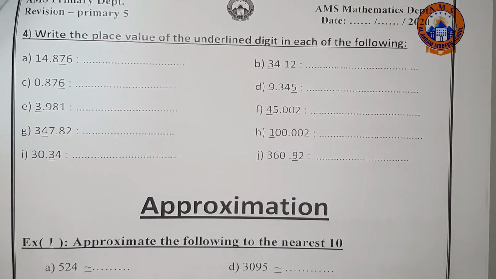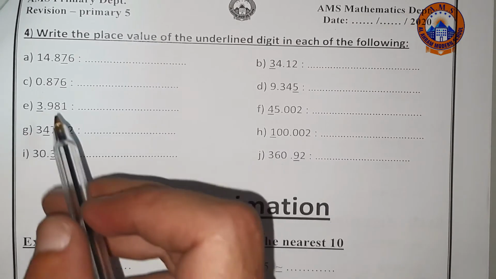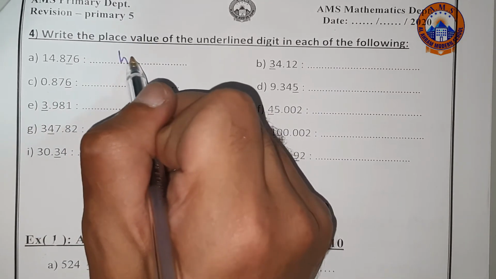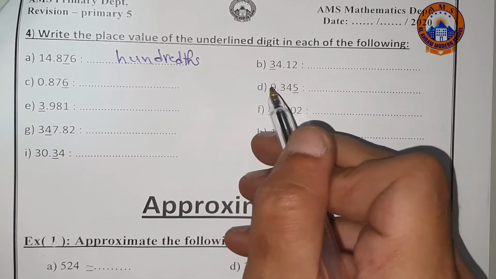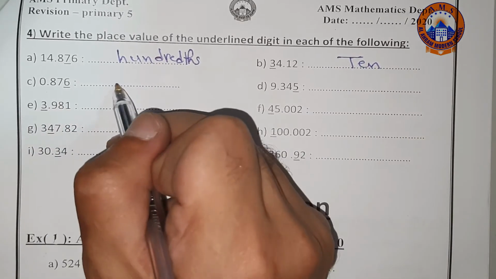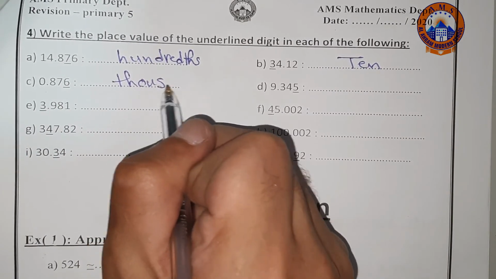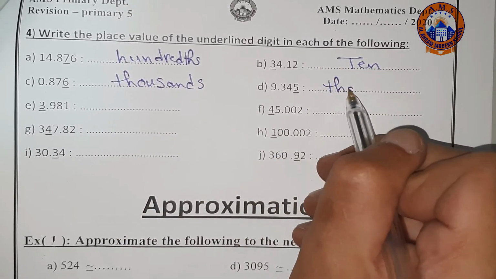Question number 4. Write the place value of the underlined digit. The place value of 7 is the hundredths. The place value of 3 is 10. The place value of 6 is the thousandths. The place value of 5 is also the thousandths.